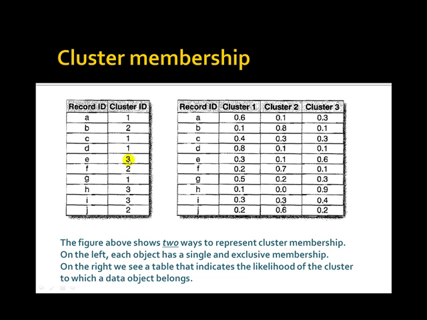However, there's another approach to clustering. I think it might be called fuzzy clustering, where we say, okay, record A is primarily in cluster 1, but it has some aspects of cluster 2 and cluster 3. So, 0.6 is bigger than 0.1 and 0.3, so it's primarily a member of cluster 1. So you could have that kind of clustering, which I think is called fuzzy clustering. Okay, so the figure above shows two ways to represent cluster membership. On the left, each member has a single and exclusive membership. On the right, we see a table that indicates the likelihood of the cluster to which a data object belongs.